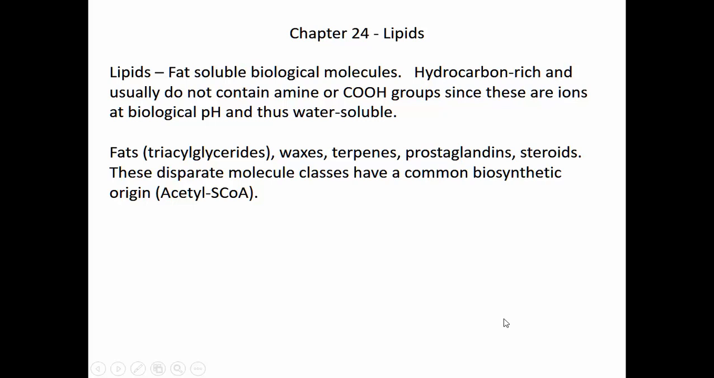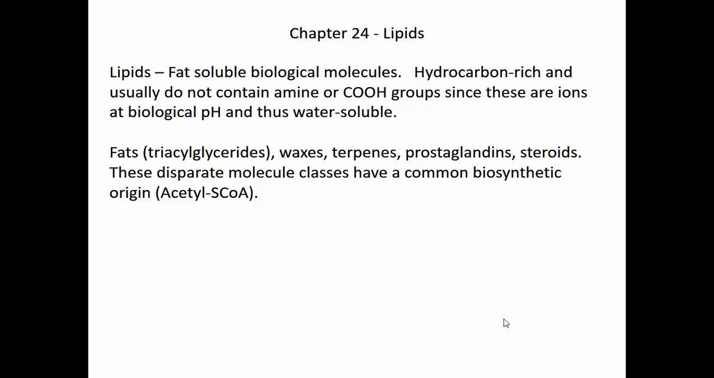Okay, in this video, we're going to look at lipids. We're going to divide this video into two classes of lipids, fats or triacylglycerides and terpenes. So this will be the first video. We'll focus on triacylglycerides. Basically, lipids are the fat-soluble portion of biological molecules.